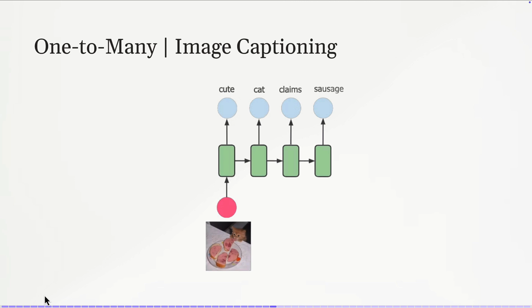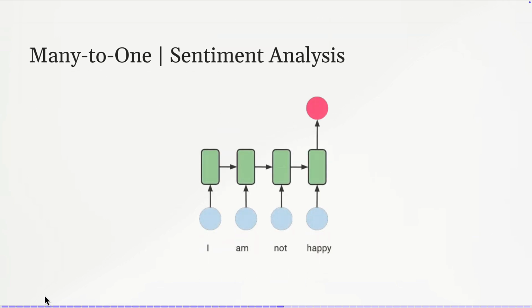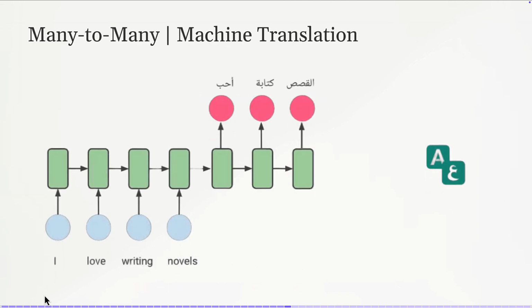We can use also recurrent neural network for image captioning. We provide a picture, and at the end we can have a sentence. And here we have one-to-many. We have one input, and we have multiple output. We can generate a caption for an image. Another example is that we have many-to-one. So I can have a sentence and finally generate a sentiment, whether it is positive or negative. We can have machine translation, many-to-many.